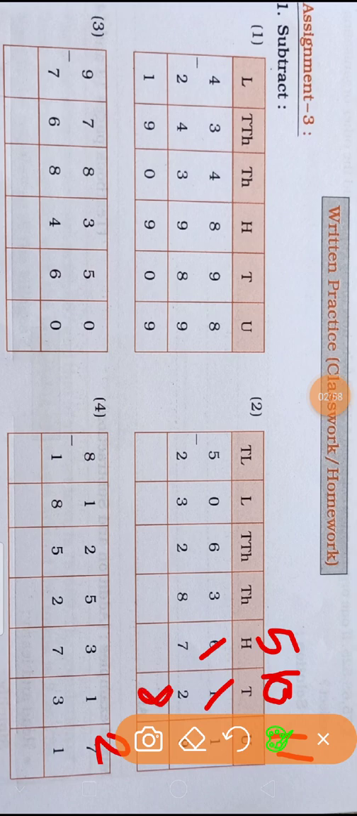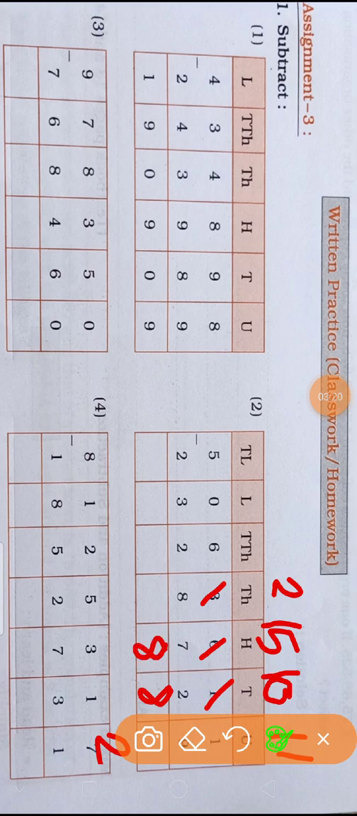Okay, now 5 minus 7, it's not possible. 5 is smaller than 7. Then again we will take 1 borrow from the next place, the 1000 place. Here is 3. 3 minus 1, 2 remains, and here 15 is formed. Now 15 minus 7, here will become 8.